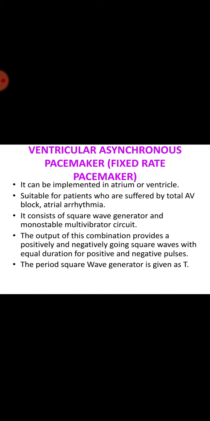It consists of a square wave generator and a monostable multivibrator circuit. The output of this combination provides positive and negative going square waves with equal duration for positive and negative pulses. The period of the square wave generator is given as T, and T is equal to minus 2RC into ln of R3 divided by (2R2 plus R3). T can be modified by changing the R, C, R2 and R3 values.